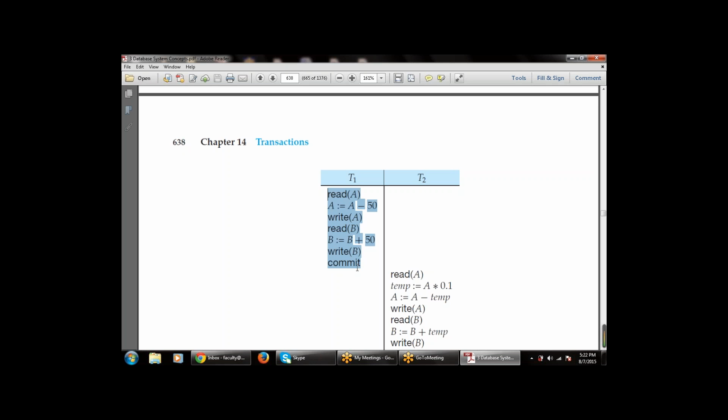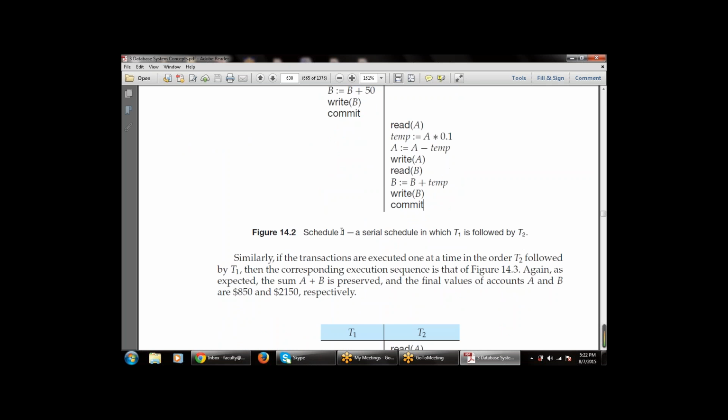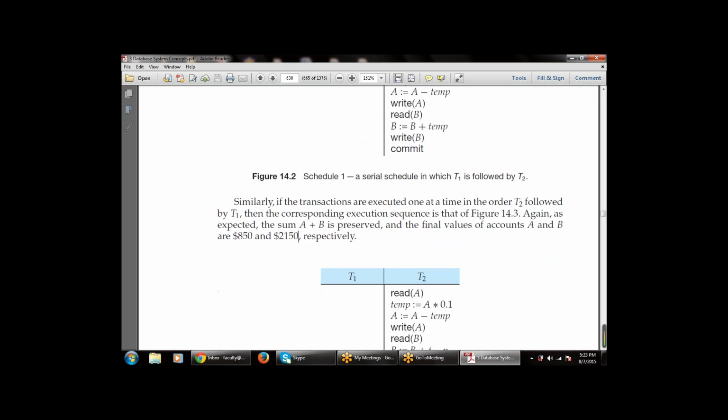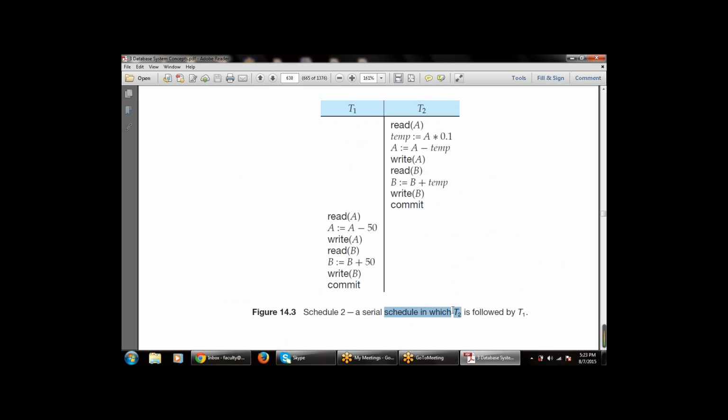First T1 commits, that is, finishes its execution, and only then does T2 begin its execution and commit. That is schedule 1, a serial schedule in which T1 is followed by T2. Similarly, if the transactions are executed one at a time in the order T2 followed by T1, the corresponding execution sequence is that of figure 14.3. Again, as expected, the sum A plus B is preserved, and the final values of accounts A and B are 850 and 2150 respectively. This is the serial schedule in which T2 is followed by T1. First T2 takes place, and only then T1.